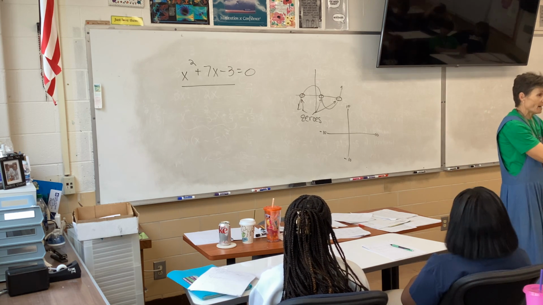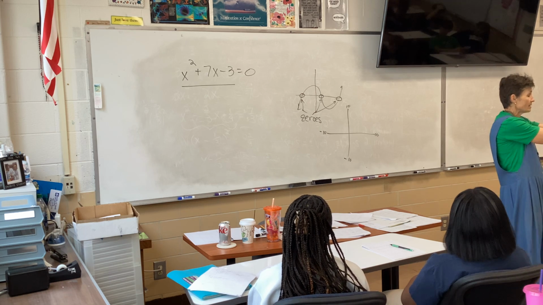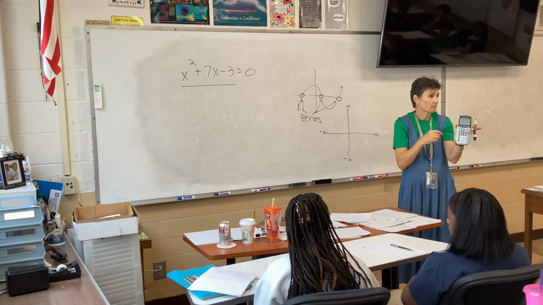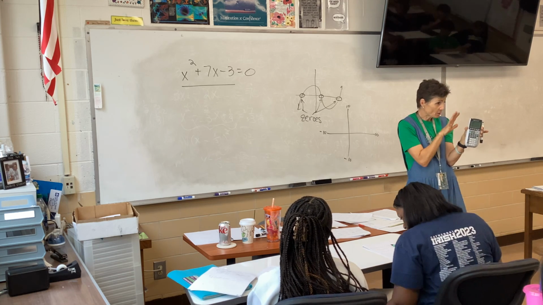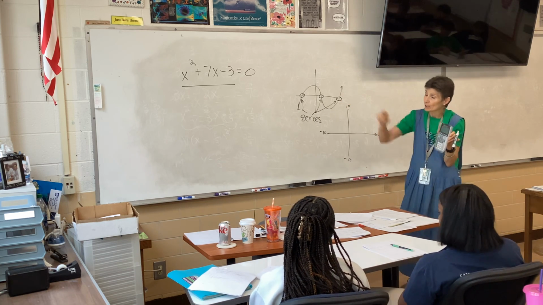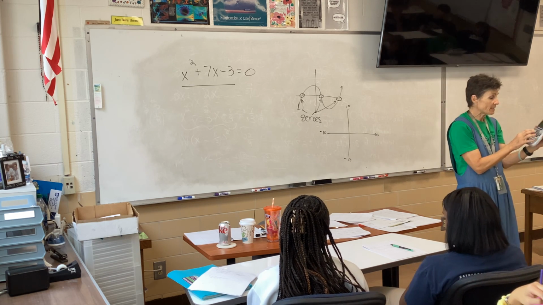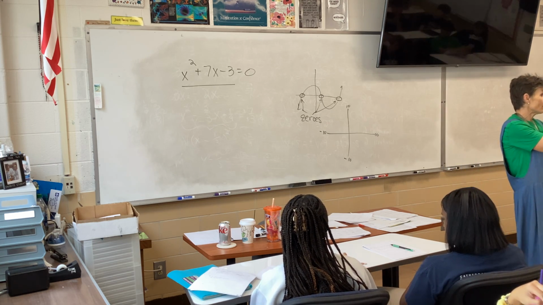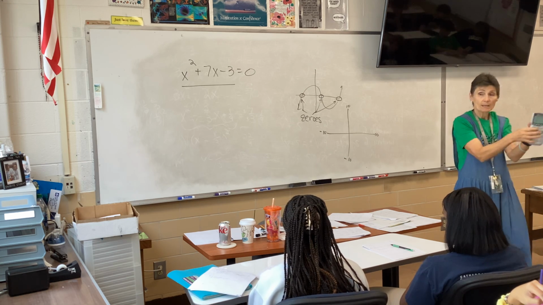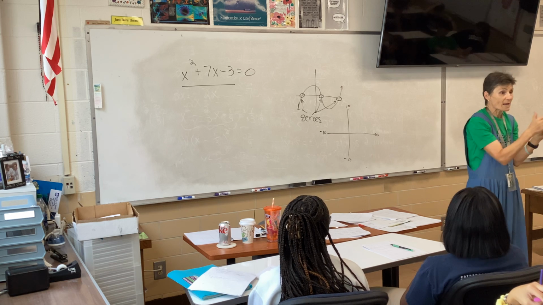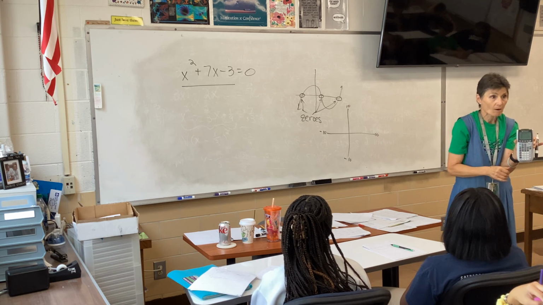Your squared button is right here along the side. This is your squared button. Hit it. Now it says x squared. Everybody good? Got x squared? So now we're going to do plus, you know where the plus is, and then 7x, back to your variable, and then minus 3. So now our equation is there.